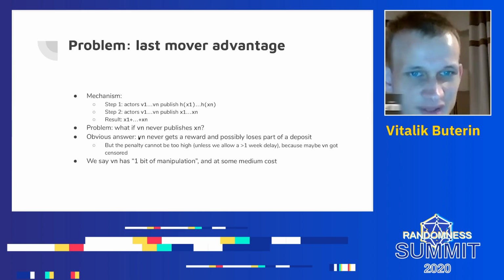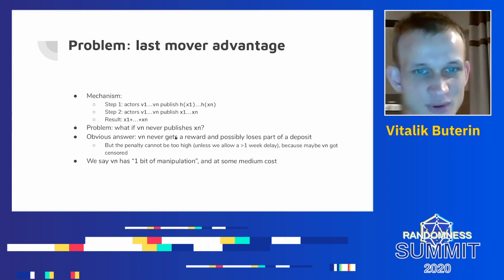The obvious answer is that VN never gets a reward and probably loses part of their deposit. The penalty probably can't be too high unless we allow a really long 1-week delay, basically because, well, if VN never published XN, it could be because VN got censored. There could have been an attack on the chain. There could have been a DOS attack on VN or whatever. So there is a cap on how high the penalty can be to VN.